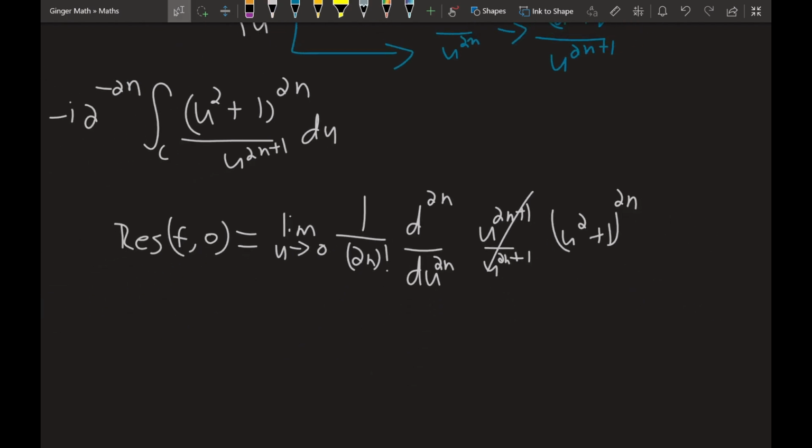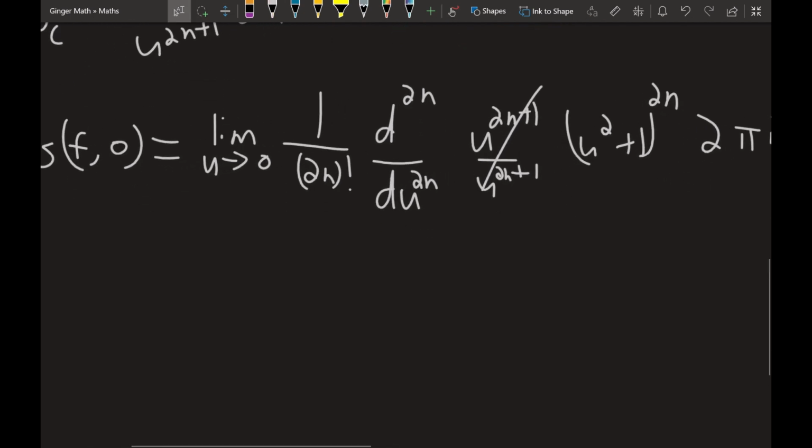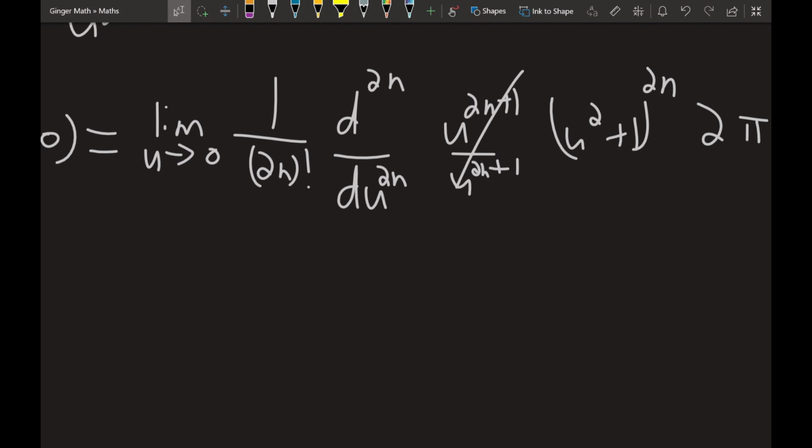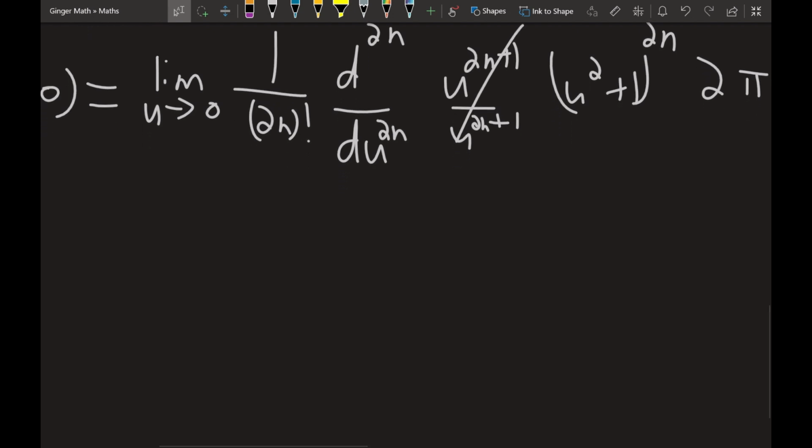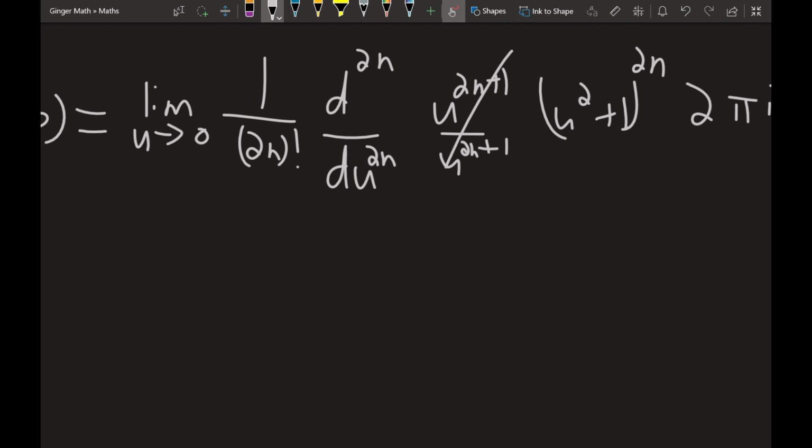And these are just our residues, and just by the residue theorem, 2 pi i times the residues is just going to be the value of our contour integral. So I'm just going to save the 2 pi for the end because it's not too relevant at the moment. The most pressing thing right now is really just this limit and derivative.